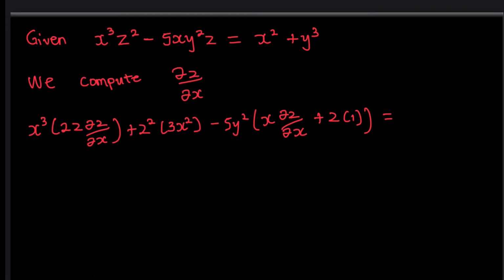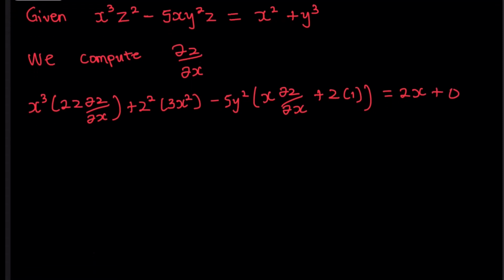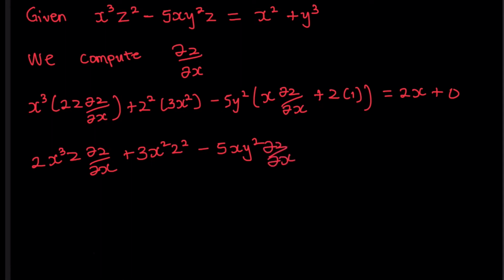Then it is equal to differentiate x squared with respect to x. That's going to give you 2x. Now you differentiate y cubed with respect to x. In this case, y is now a constant, so that's going to give us 0. Now let's simplify further. 2x cubed z ∂z/∂x plus 3x squared z squared minus 5xy squared ∂z/∂x minus 5y squared z is equal to 2x.